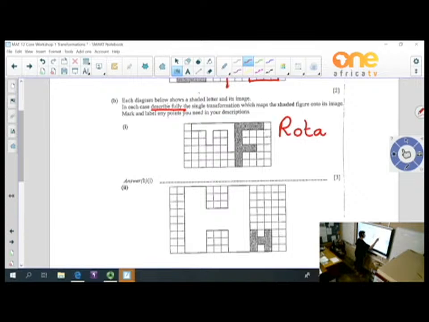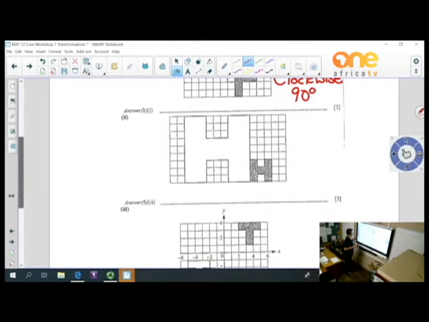This is a rotation. And my center sits here. There's my center. Which direction is this? Clockwise. It's a clockwise direction, and it will be 90 degrees. You can measure the angle there, but we can also see that it is 90 degrees. Again, if you're unsure, use your tracing paper, and then you can see how it is rotated there.